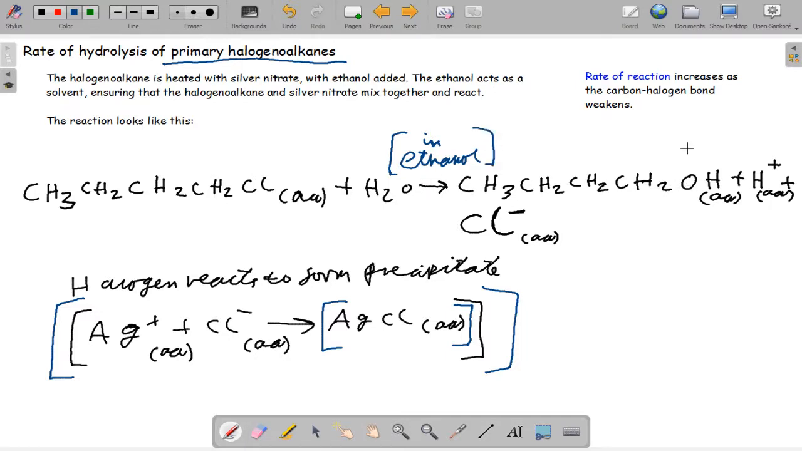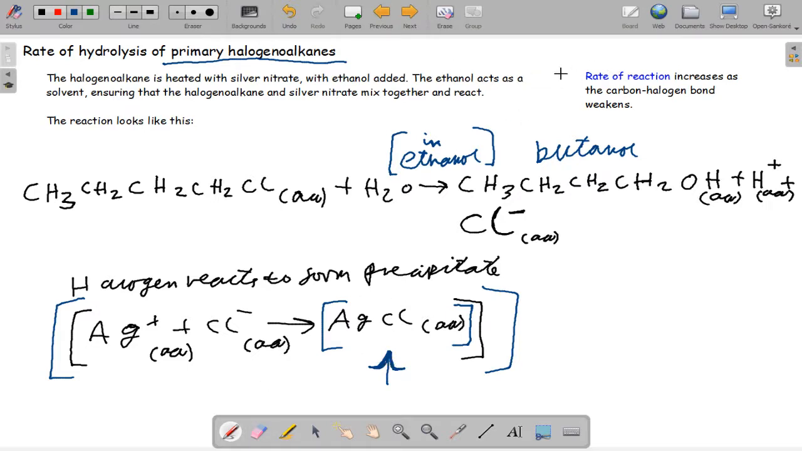So this alcohol will form. So 1, 2, 3, 4. That'll be butanol. And H+ ions and Cl- ions form, and this is the main precipitate that will form if you have a closer look at the reaction vessel.